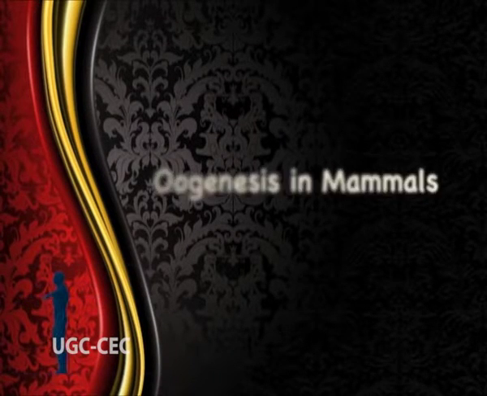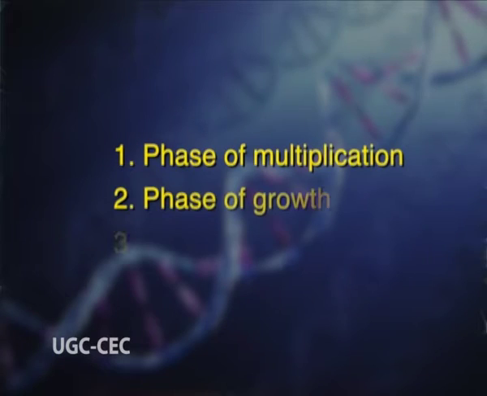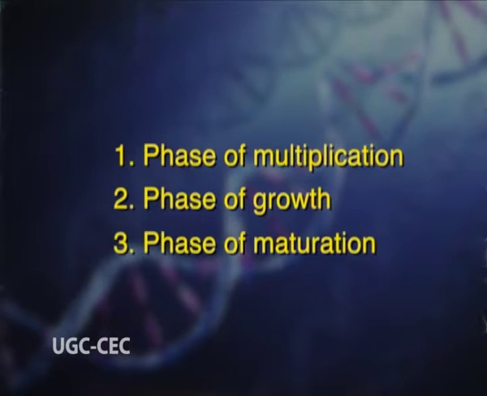Oogenesis in mammals. In mammals, the process of oogenesis passes through 3 stages to form a fully formed egg, which are: number 1, phase of multiplication, number 2, phase of growth, number 3, phase of maturation.